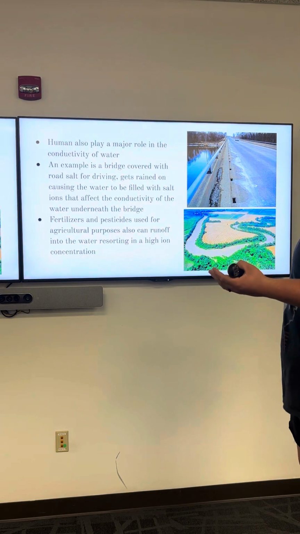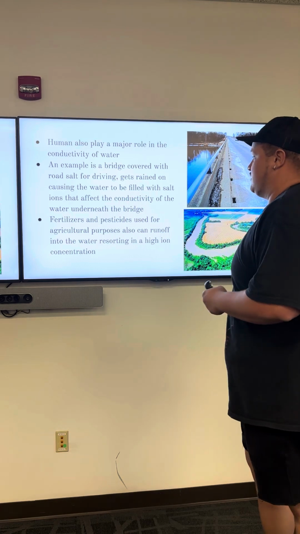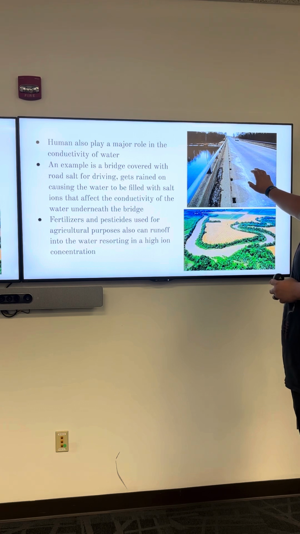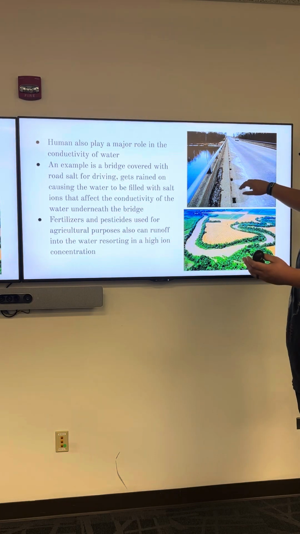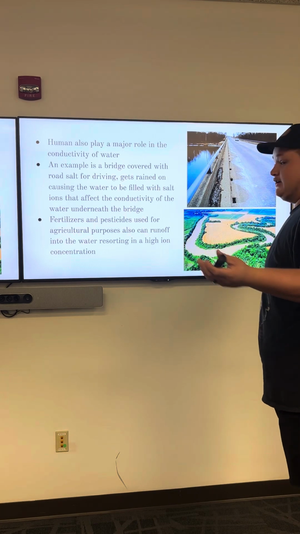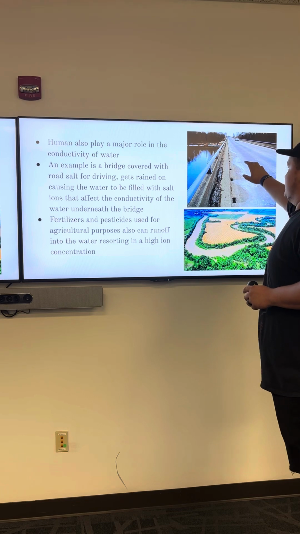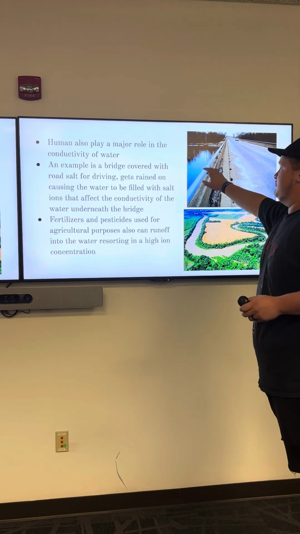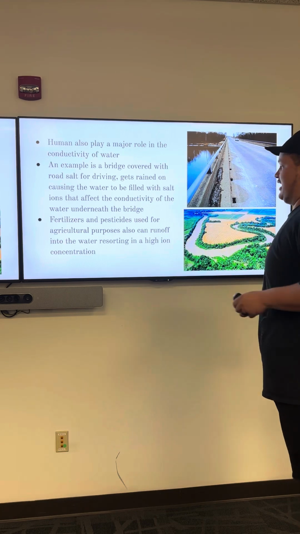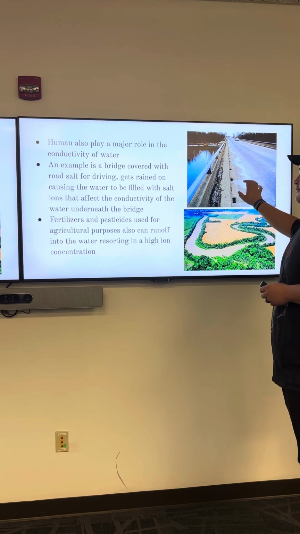So next, a couple human factors of conductivity of water. Humans also play a major role in the conductivity of water. Here's an example of it, a bridge. When it gets cold in wintertime, we put out salt on roads so people don't wreck. As the road salt is on the road, if it rains, it washes off into the body of water that's around it, and it can also fill the water with salt ions from the salt that we put out.